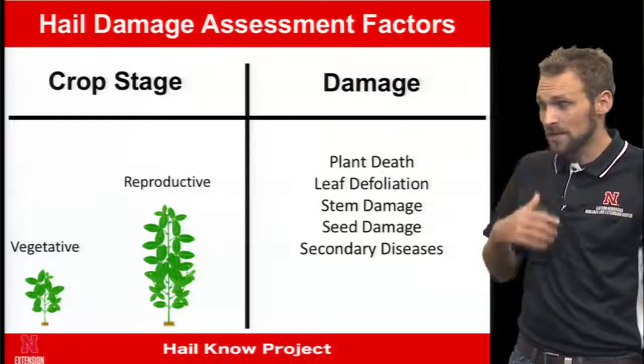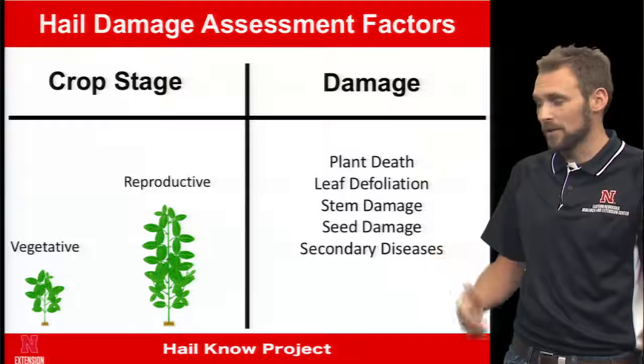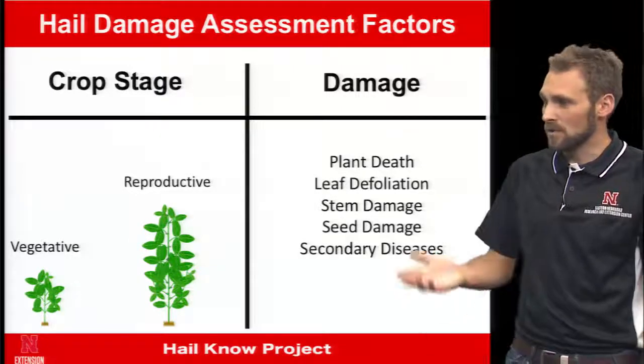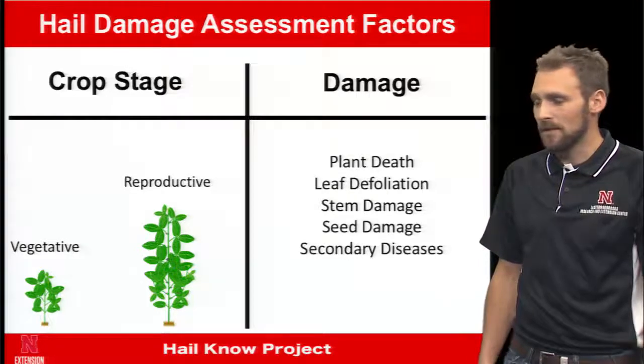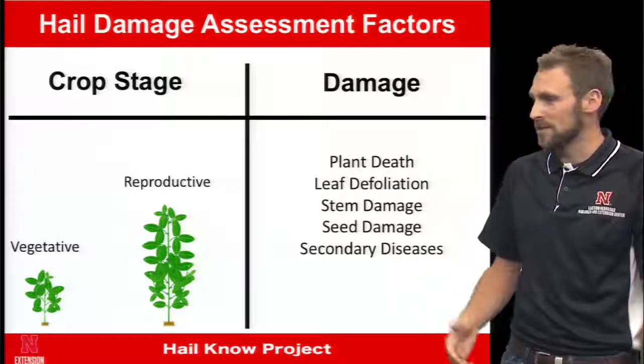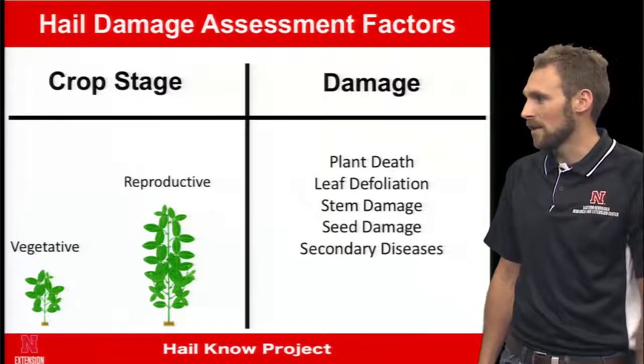So crop stage of development is really important in soybeans. It affects how we manage the crop, what we look for in terms of damage. As we move from vegetative to reproductive stage, things certainly change. And if you've looked over the corn presentation, you're going to see a lot of differences in terms of potential losses at different time points during the season.